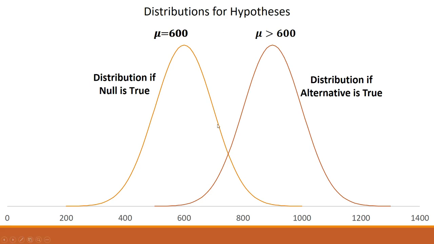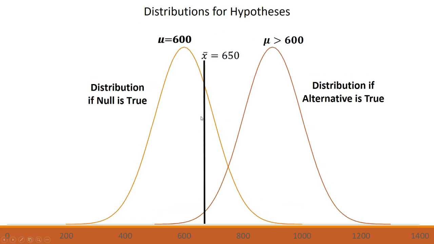So let's take a look at what that looks like on the graph. So here we go. We've got our sampling distribution of the mean if the null hypothesis is true, and we've got the sampling distribution of the mean if the alternative hypothesis is true. And here's our sample mean, 650.